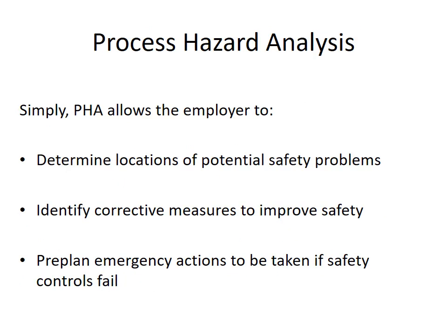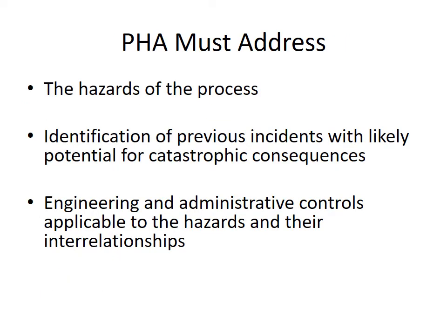Process hazard analysis. Process hazard analysis simply allows the employer to determine locations of potential safety problems. It is used to identify corrective measures to improve safety. If safety controls fail, it also has pre-planned emergency actions. What must process hazard analysis address?